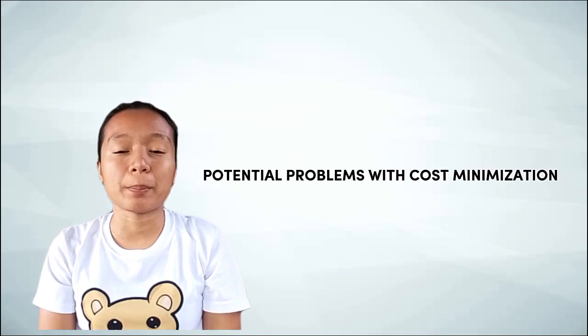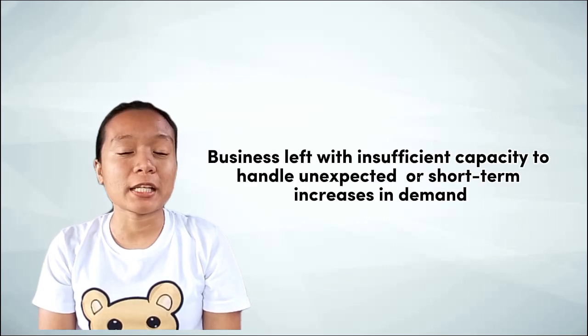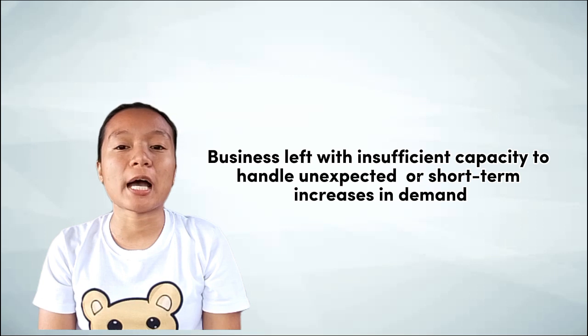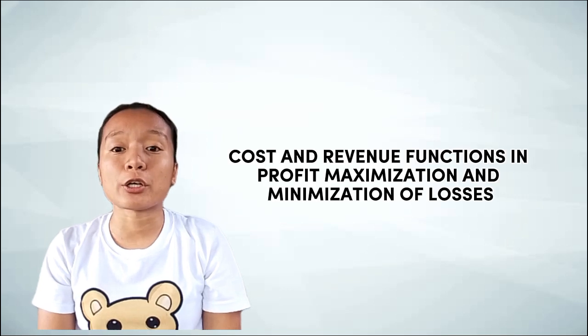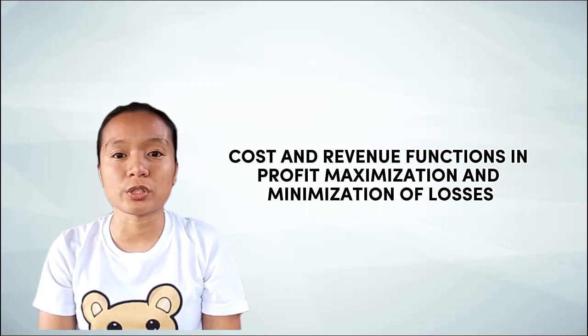So now let us move on to the potential problems with cost minimization. The business is left with insufficient capacity to handle unexpected or short-term increases in demand. Cost reductions by one department may surprise or annoy other functions if they are not properly communicated and coordinated. Cost and revenue functions in profit maximization and minimization of losses.